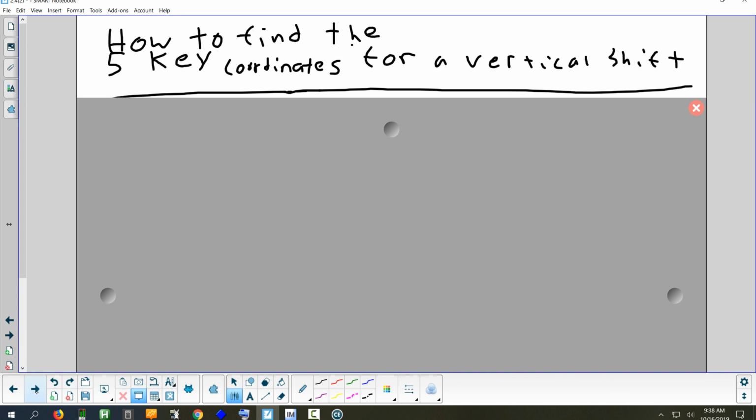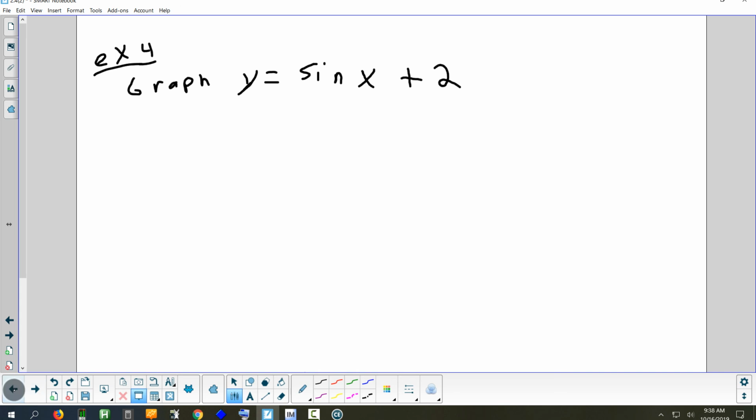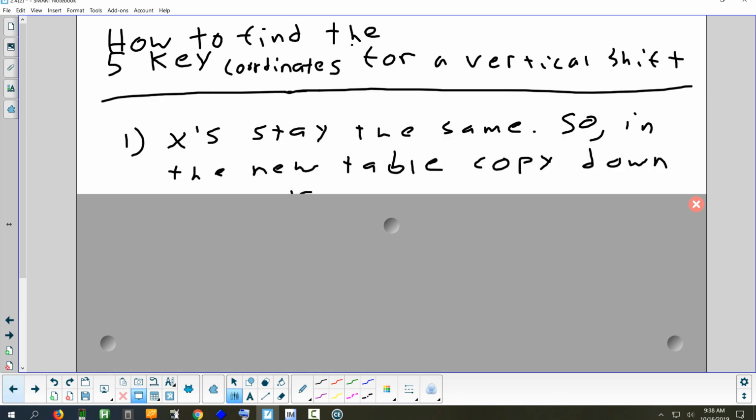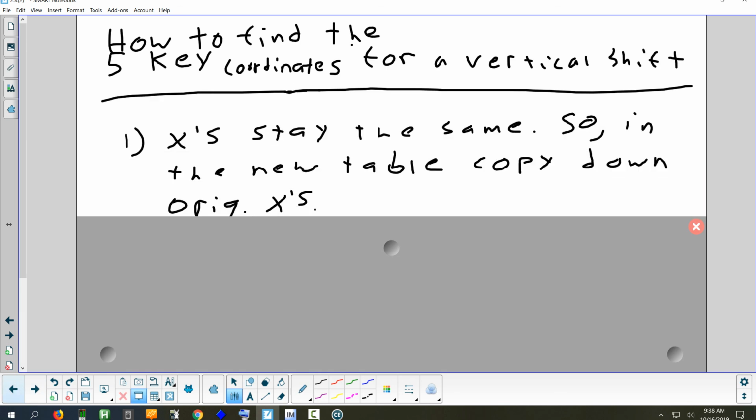So, again, this is how to find the 5 coordinates. There's not 5 steps to this. There's only 2. It's how you're going to find the 5 coordinates we're going to do in a second. Okay, so step 1, x's stay the same. And if you forget, just think in your head, vertical. Okay, vertical means up and down. Which axis goes up and down? That's the y. So if you move something vertically, you're changing y's. You're not changing the x's.